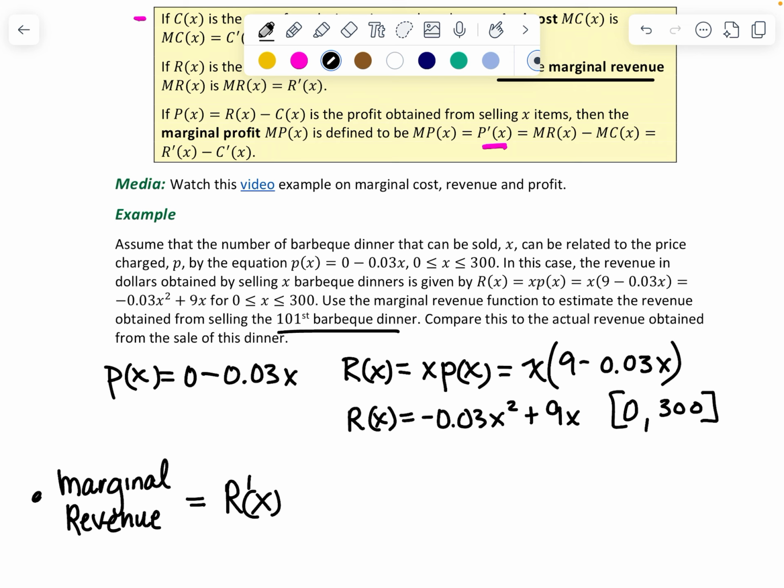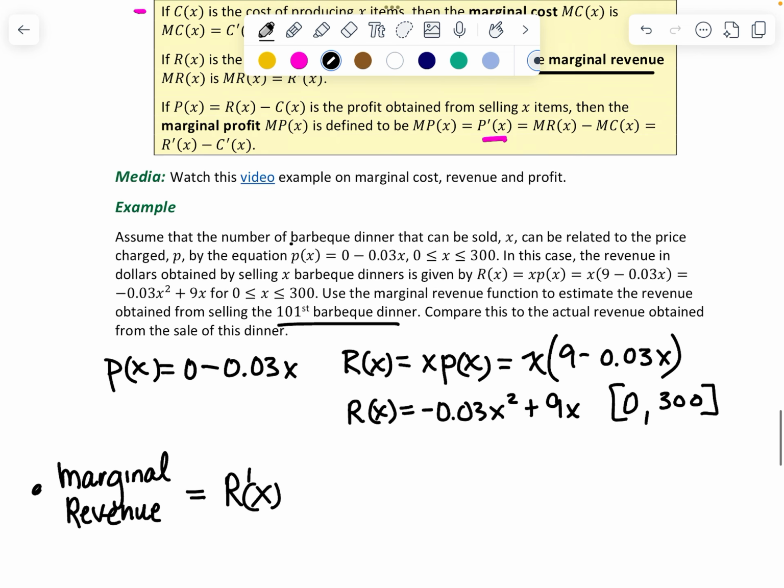So on this one, we have this. It says, assume that the number of barbecue dinners that can be sold, X, can be related to the price charged, P, by the equation P of X is equal to... So here's the price. And remember, if that's the price and you're going to bring in revenue, you have to multiply that price by X, the number of things that you're selling, right?